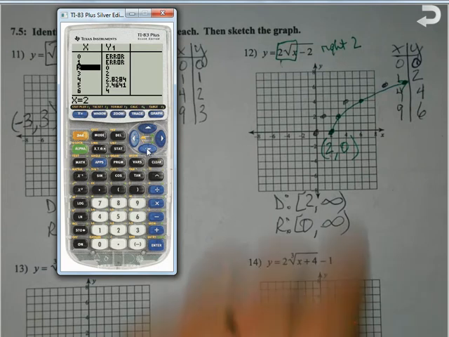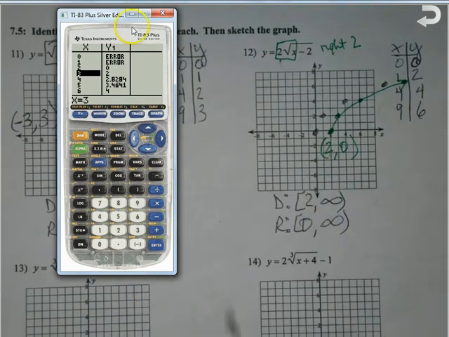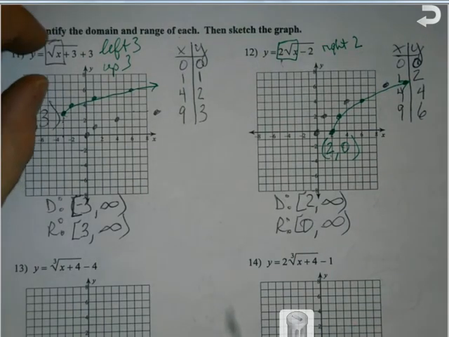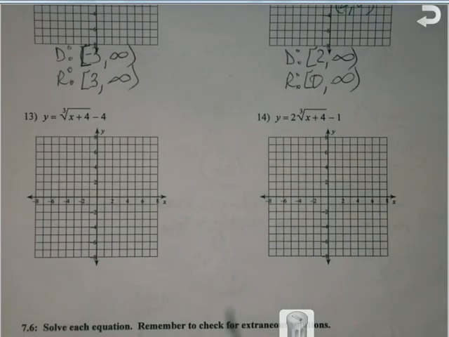2, 0, there's my first point, just like it was here. Okay, 3, 2, and I get all those points that I need. It's totally preference of what you want to do on those. And the only difference when we get down to 13 and 14 then becomes that it's a cubed root.